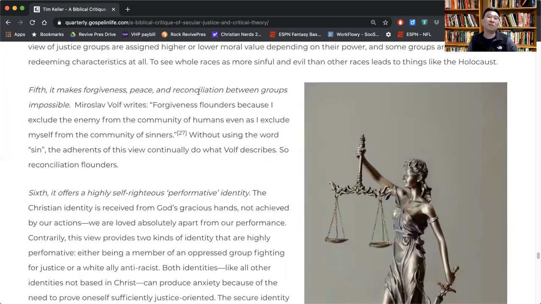Fifth, it makes forgiveness, peace, and reconciliation between groups impossible. He quotes Miroslav Volf, a theologian: forgiveness flounders because I exclude the enemy from the community of humans, even as I exclude myself from the community of sinners. It's like those people who think they have greater righteousness because they have been oppressed, so they can utterly hate and condemn. They say, those people are white, they perpetrated systemic injustice, and now we can despise them, condemn them, hate them, and treat them as second class or worse. That's what's going on in our society. And everybody's afraid to be put into that camp and despised, rejected, or fired, and seen as beyond the bounds of respectable society in America now.